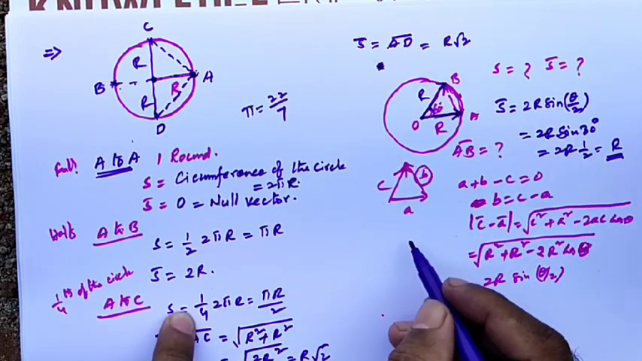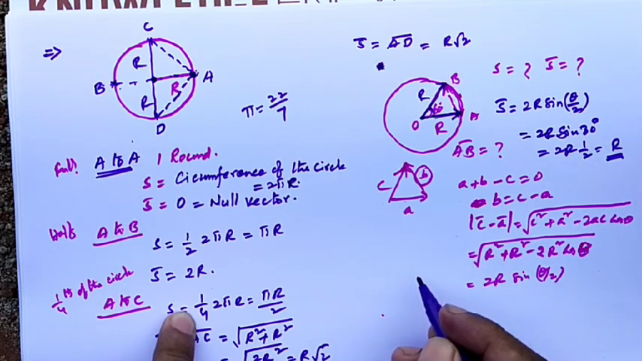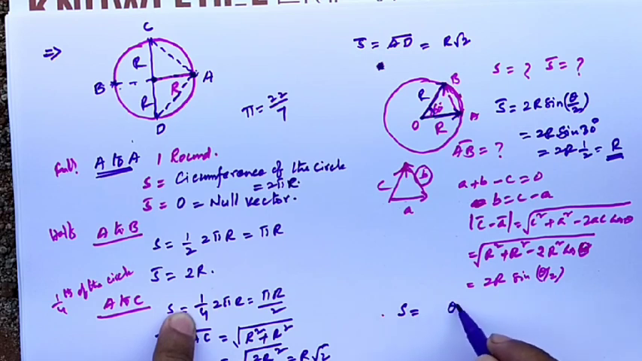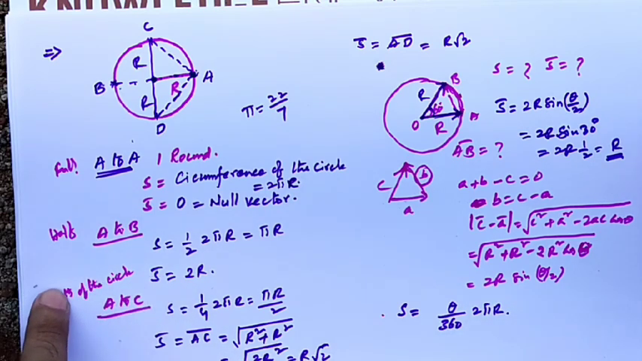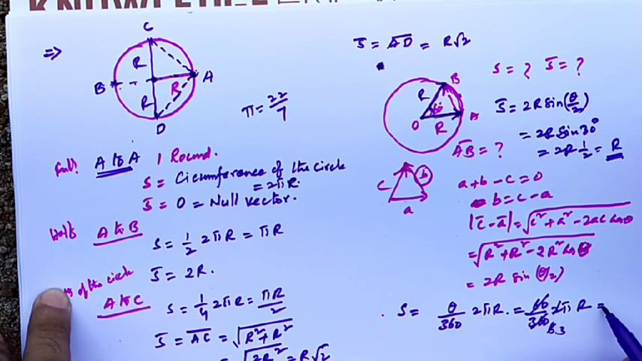Then how to calculate distance? Displacement is over. For distance, I will also give a formula. That is theta by 360 into 2 pi r. Now see, theta is how much? 60 by 360 into 2 pi r. 60 goes into 360 six times, and 2 by 6 gives 1 by 3. What is the answer? Pi r by 3 is the distance.